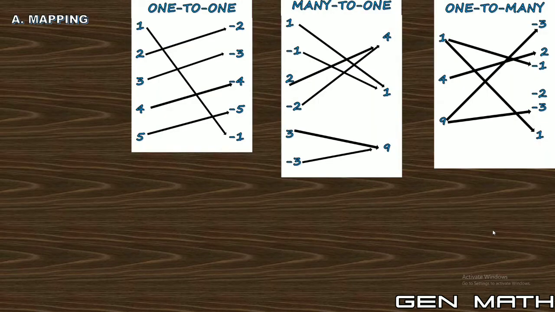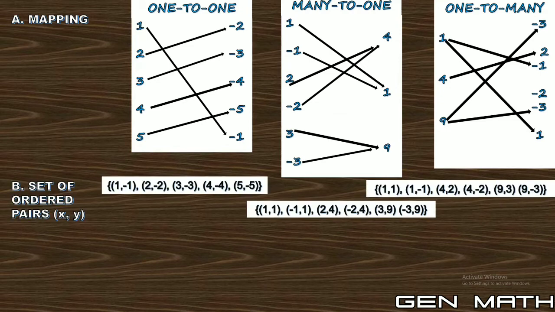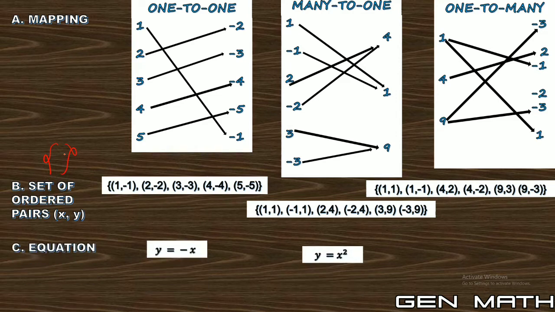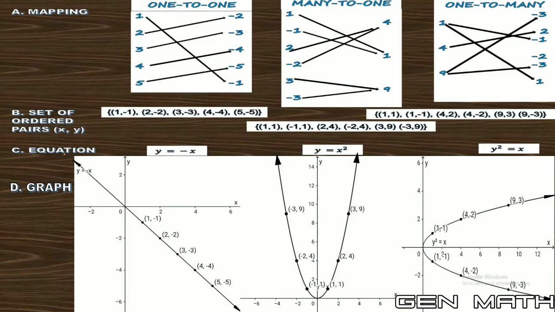There are many ways to represent relations. First is through mapping, wherein we connect the elements of the domain to the elements of the range using arrows. Next, we have a set of ordered pairs, wherein we list the elements of the domain and range in pairs. Here we use the set notation, which is the curly bracket. We can also represent these relations through equations, and through a graph.